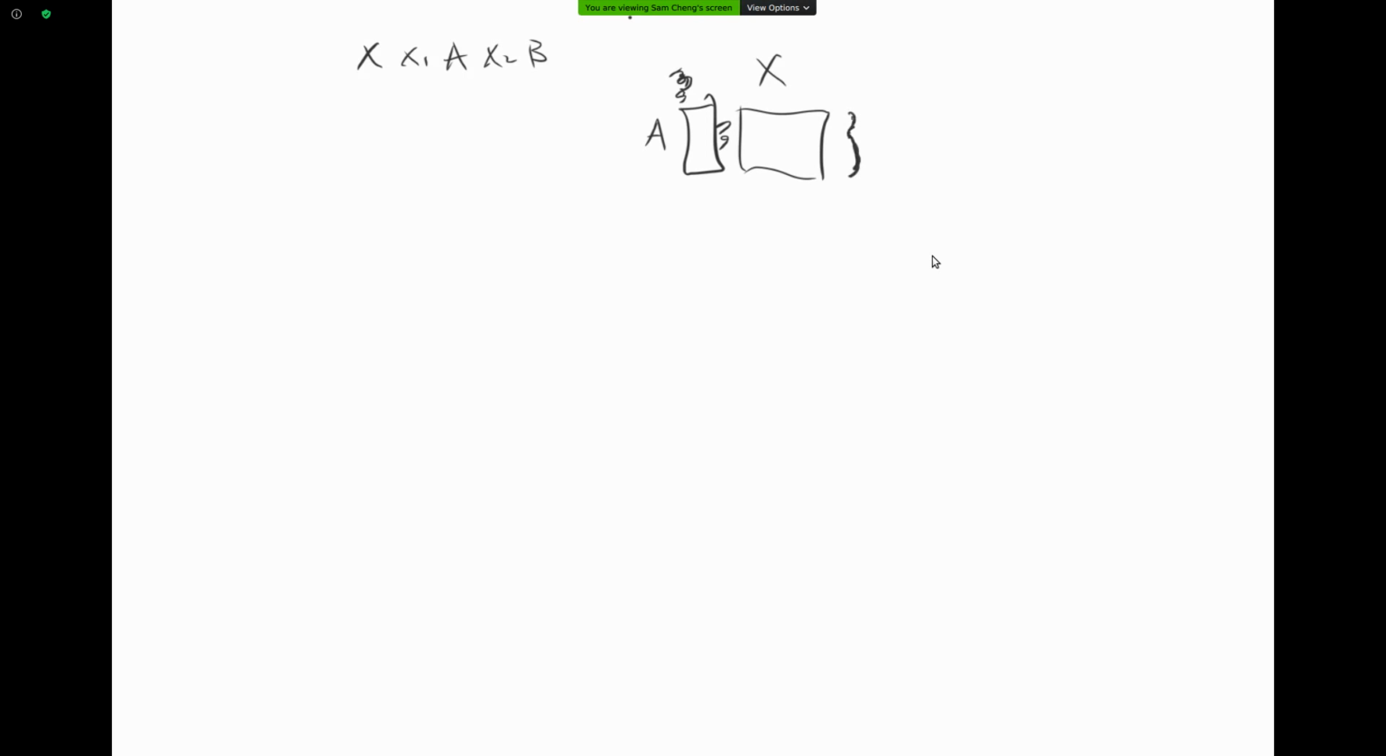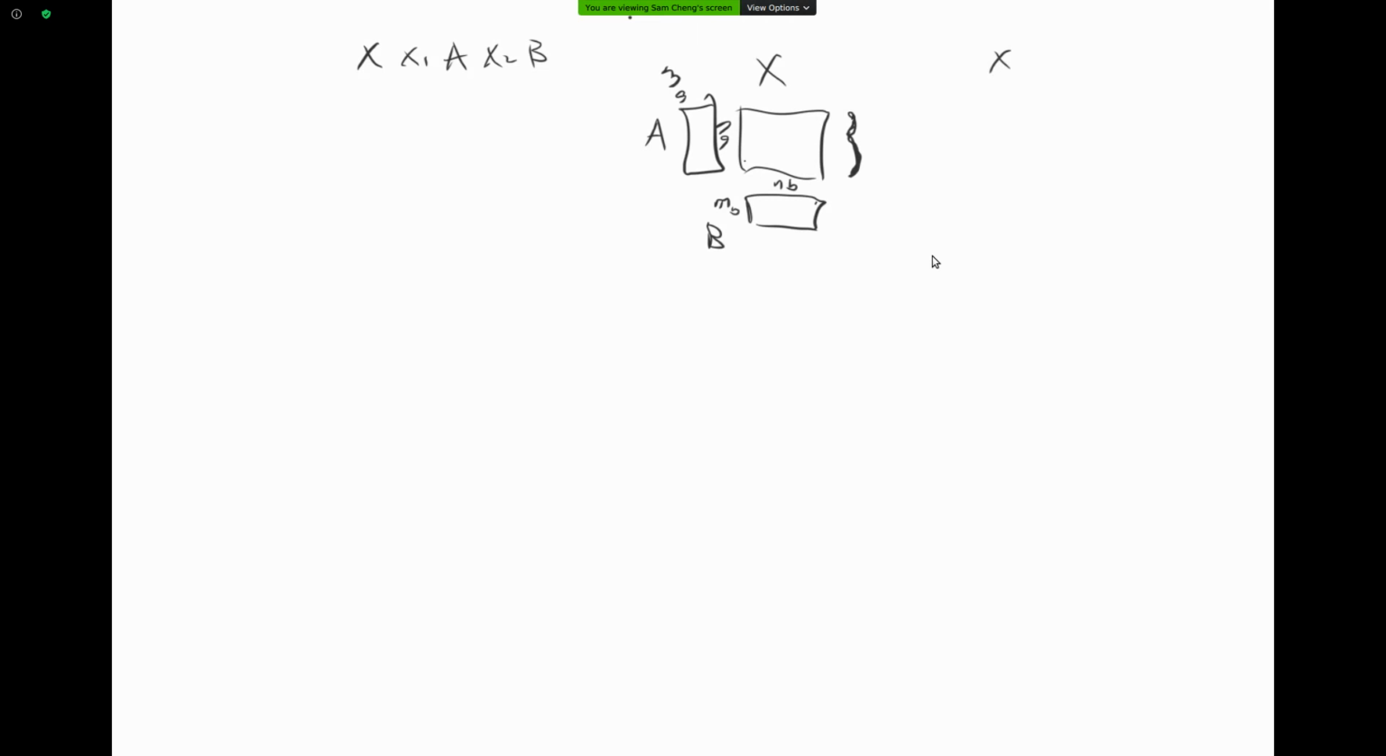So the number of indices along the first way of X should match with na here. And I have B here, let's say mb by nb. Again, the number of columns of B should match with the number of columns in X. And this multiplication here should be equal to Y.